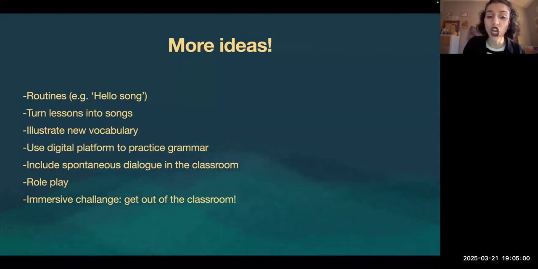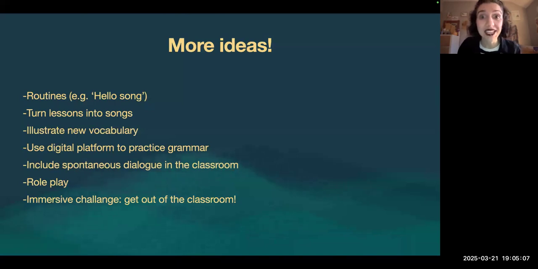Include spontaneous dialogue in the classroom. Depending on the age of your student, sometimes some conversations and debating can be very, very useful, not only to activate their vocabulary or interest, but also because it's good as an intercultural tool to use in the class, to activate their curiosity towards each other and to make it a little bit more communicative.